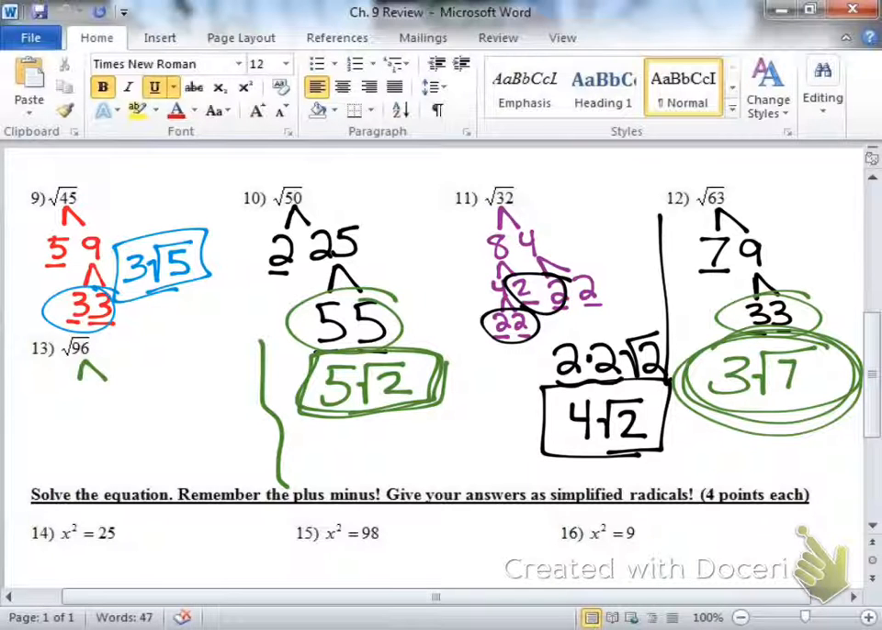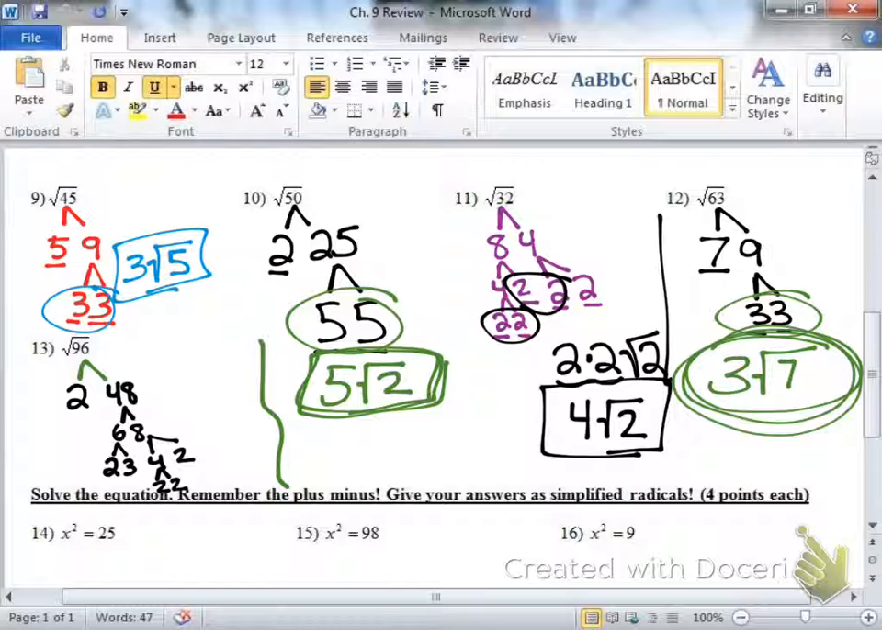All right, 96. I said 2 and 48. 2 and 48, okay? 2 is done. What about 48? 6 and 8. 6 and 8 will work. Good. 6 is 3 and 2. Good. 8 is 4 and 2. Good. And 4 is 2 and 2.